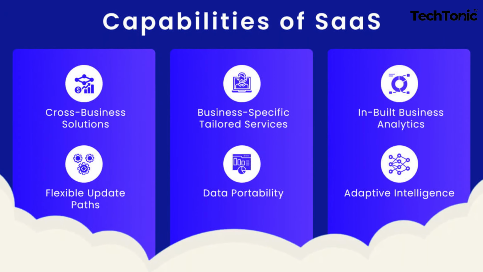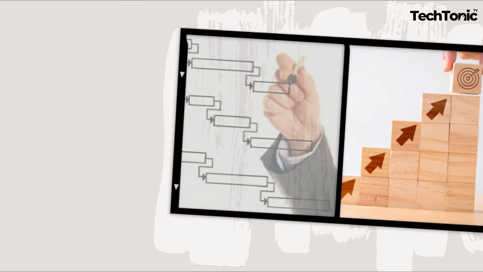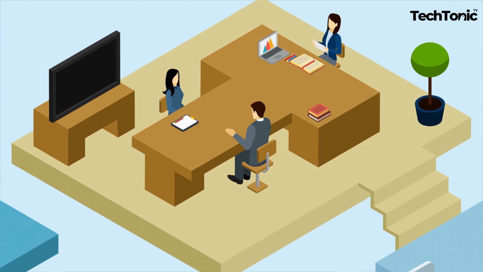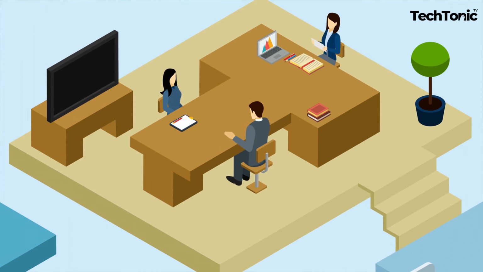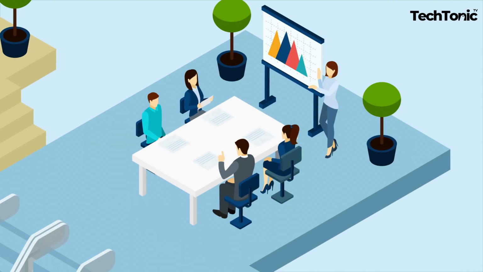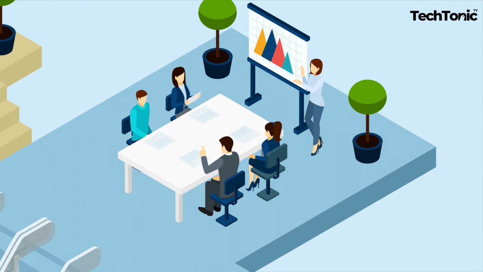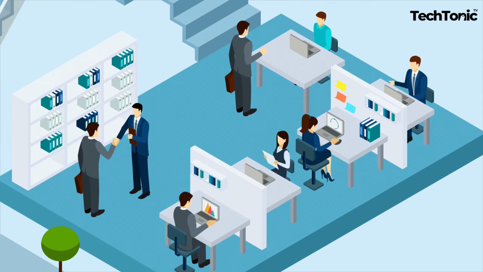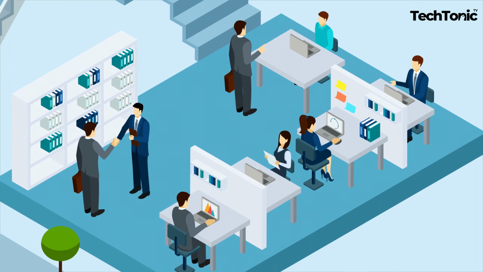7. SaaS capabilities. Connected, cross-business solutions. Connect and optimize cross-departmental business processes. Gain a holistic view of your entire business. Faster, more flexible update paths. Access new capabilities on a quarterly basis. Choose to update at the speed of your business, not on a provider's timetable.